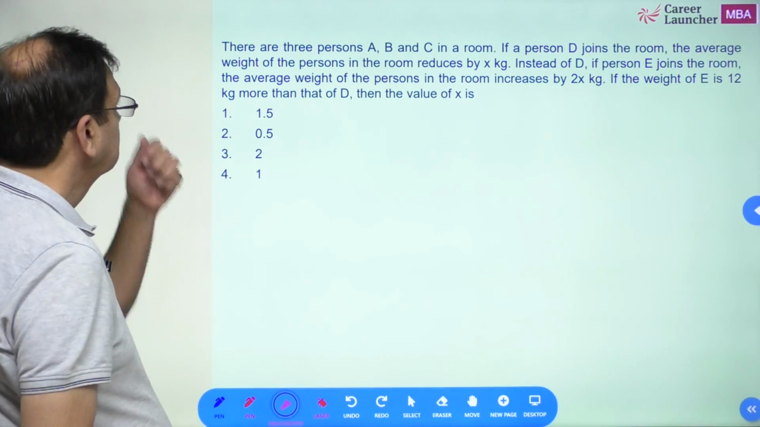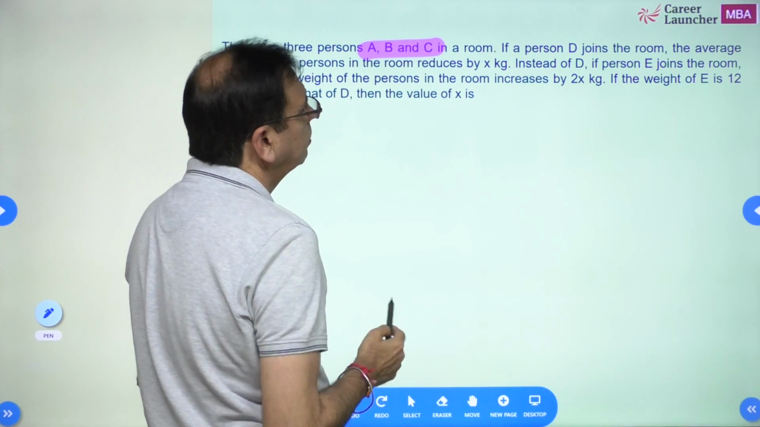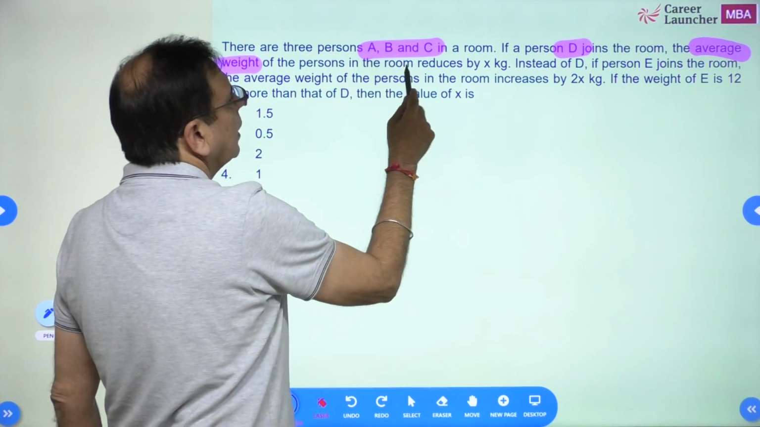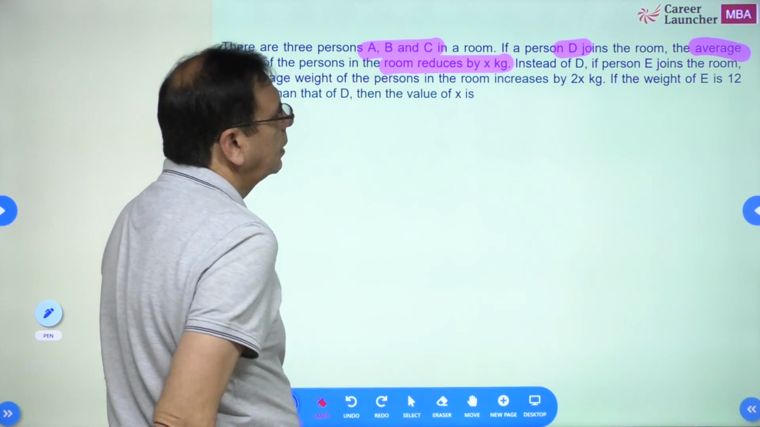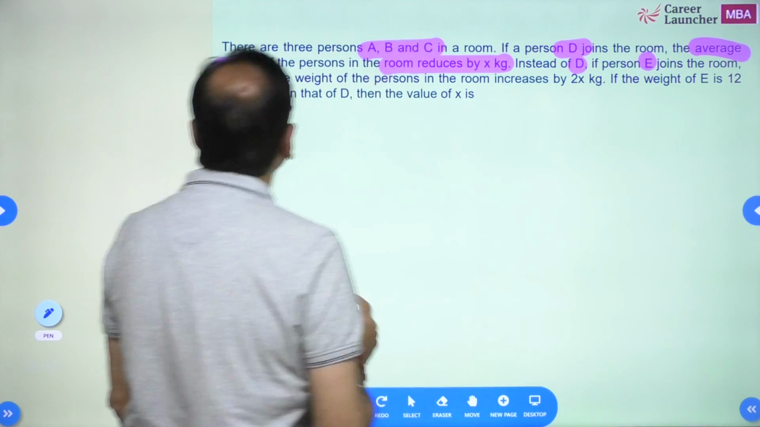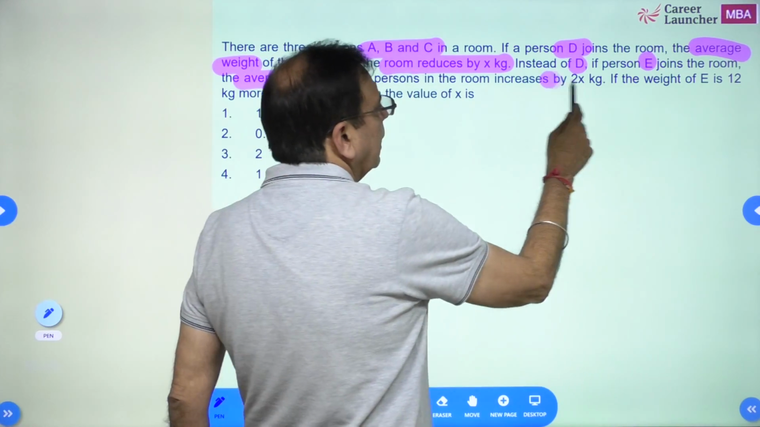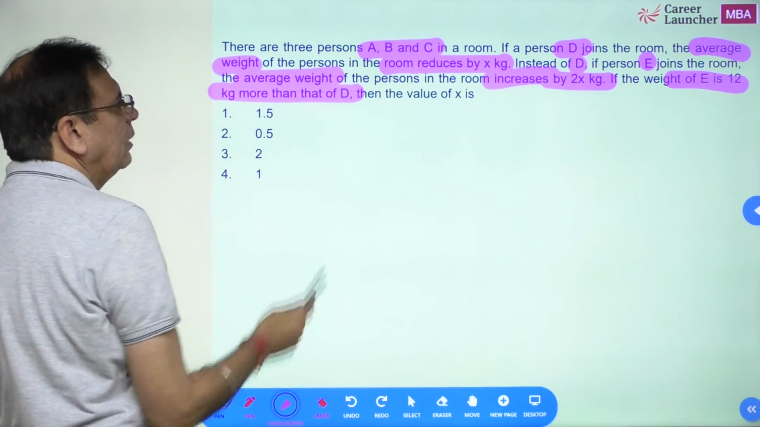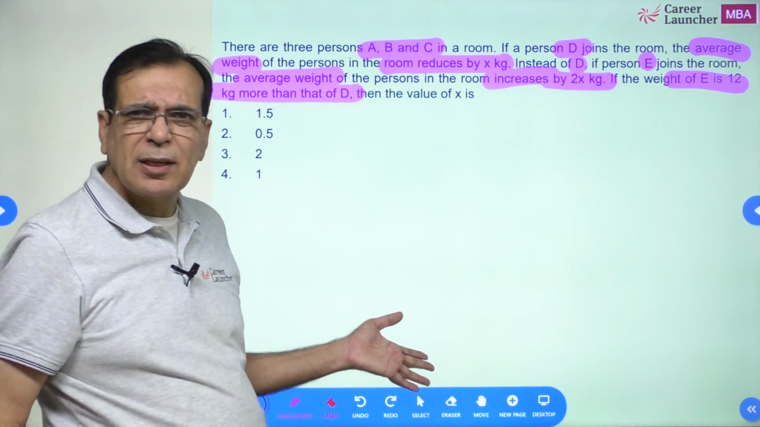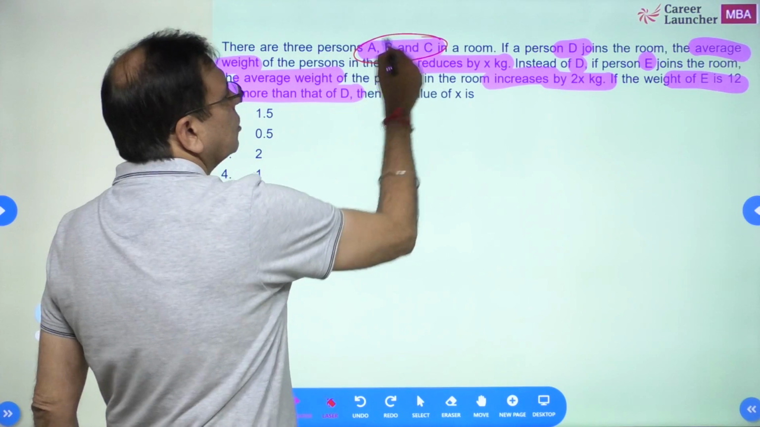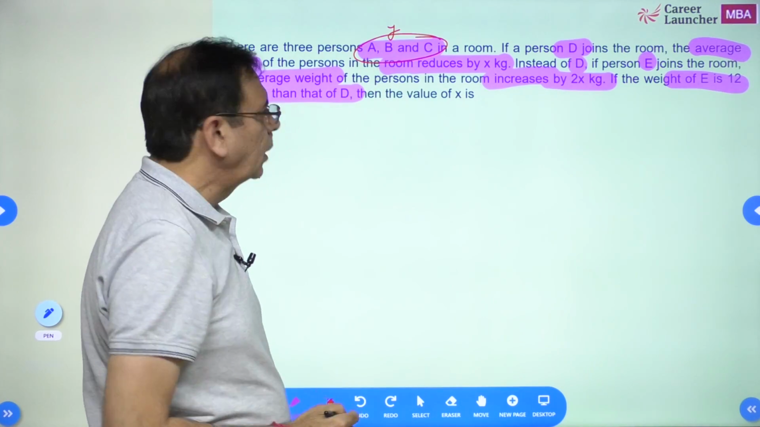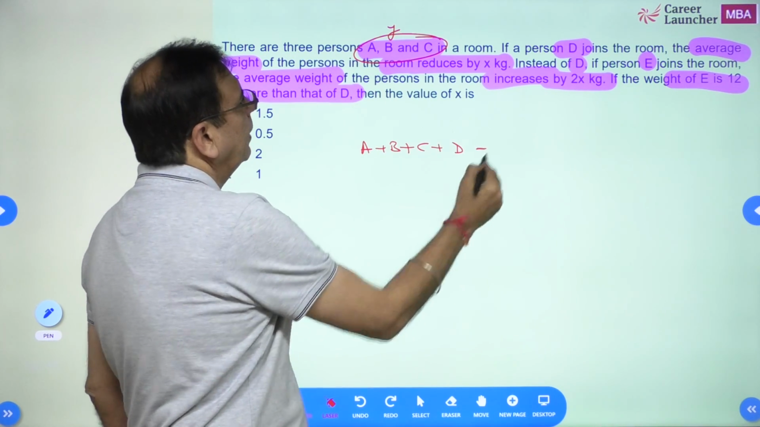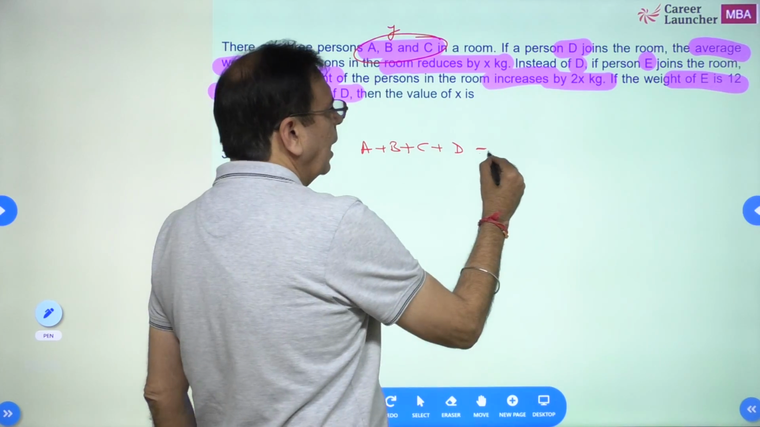Okay. Next question. There are 3 persons A, B, C in a room. If a person D joins the room, the average weight of the persons in the room reduces by x kg. Instead of D, if person E joins the room, the average weight of the persons in the room increases by 2x kg. If the weight of E is 12 kg more than D, what is the value of x? Okay. Simple average का सवाल है ना. अगर A, B, C के average weight, let me say, is y. So what is the total weight of A plus B plus C plus D? It will be 3y. पहले y था.